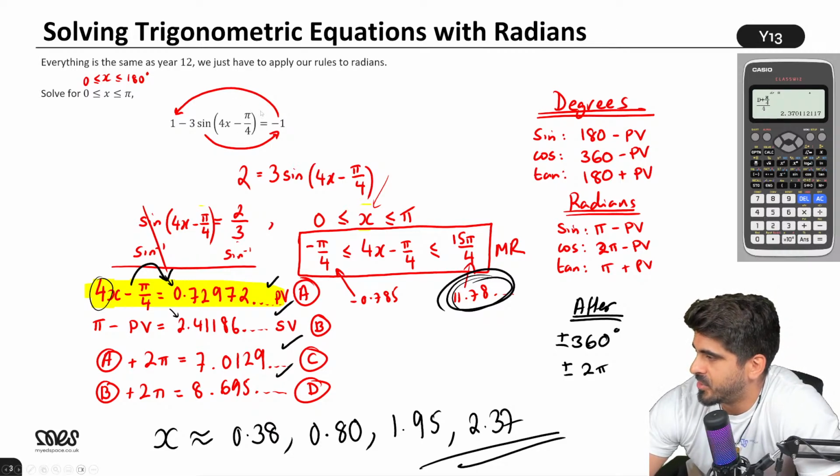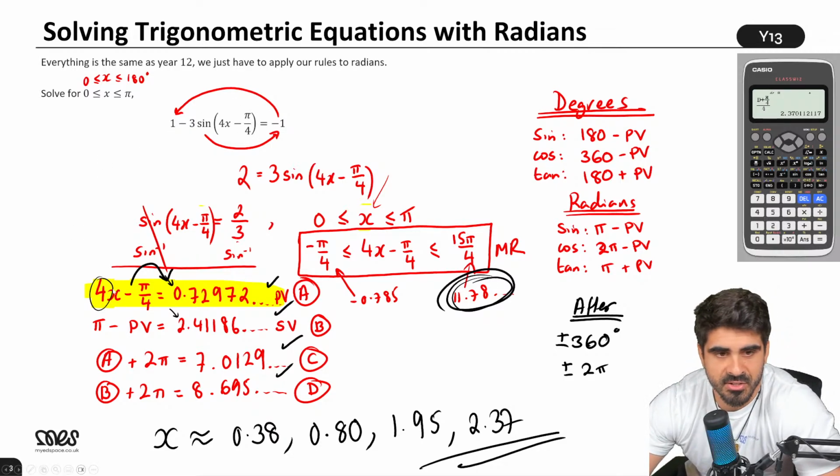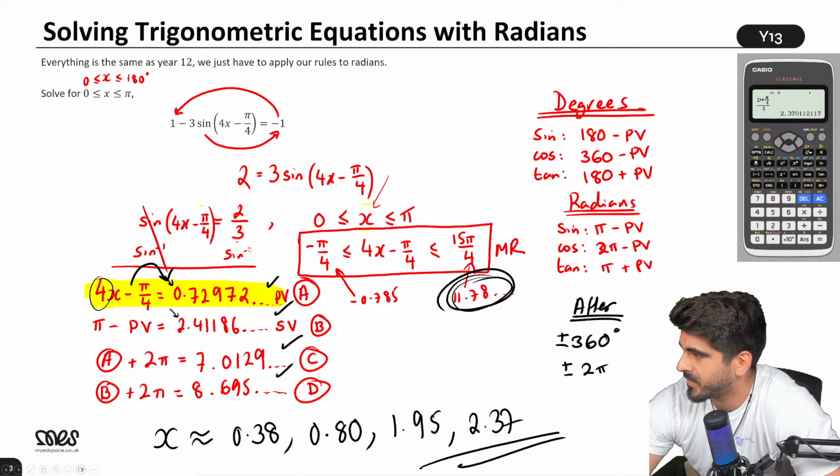Sinner, why did I do the last step? To rearrange for x. Those A, B, C's, and D's were for 4x minus pi over 4. Then we rearrange for x.